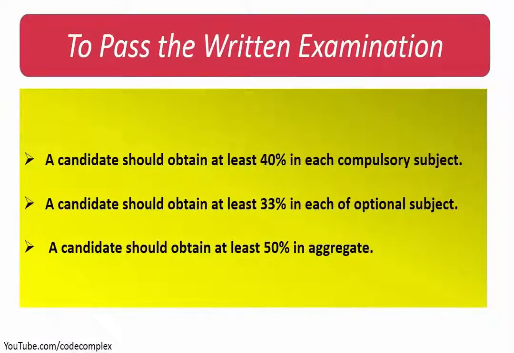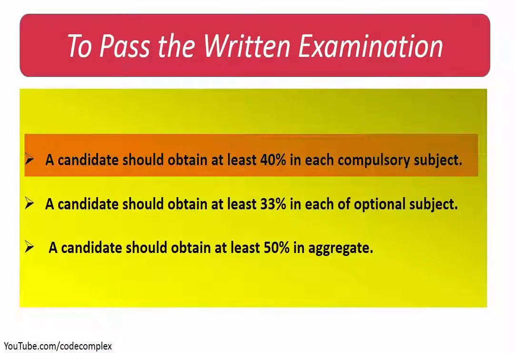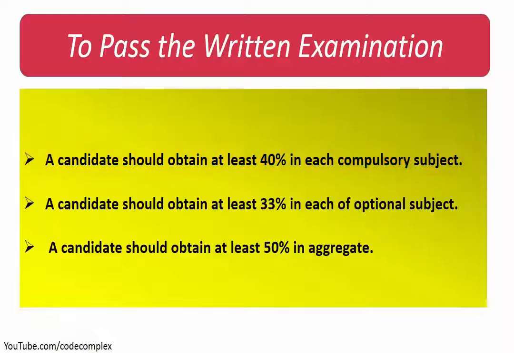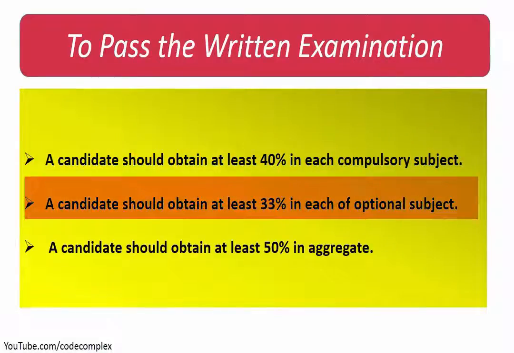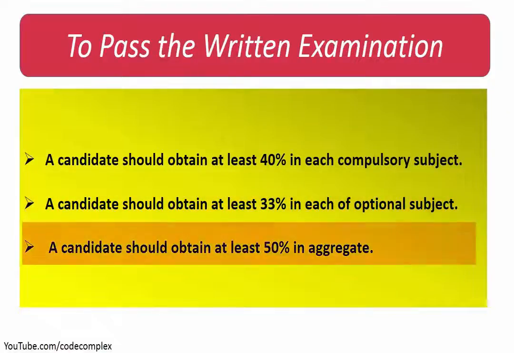To pass the written examination, a candidate should obtain at least 40% in each compulsory subject. A candidate should obtain at least 33% in each optional subject. A candidate should obtain at least 50% in aggregate. We will discuss in later videos about compulsory or optional subjects in detail with marks.